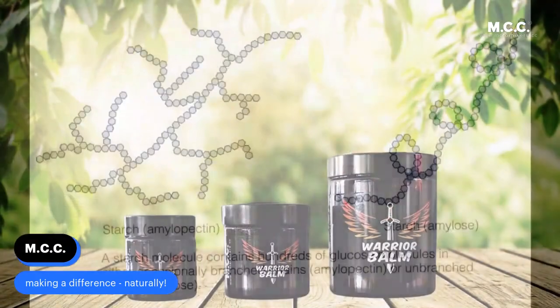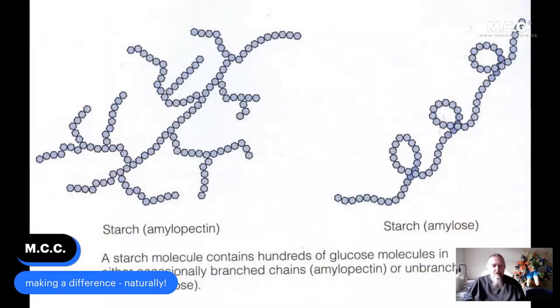Okay, so where to start? What is high fructose corn syrup? Basically, it's derived from cornstarch, as the name suggests, and starch is what we call a polymer of sugars. So here's the structure of starch.